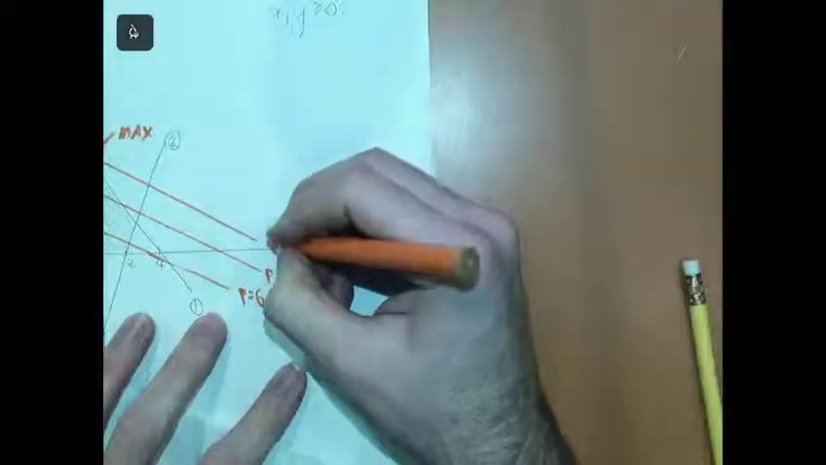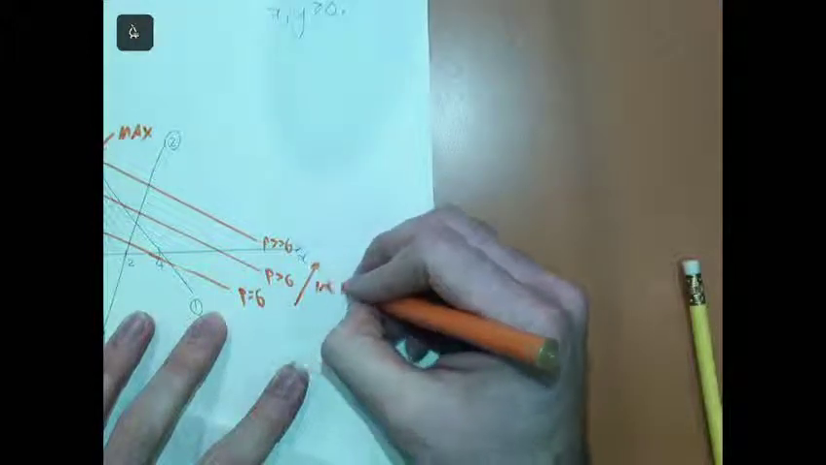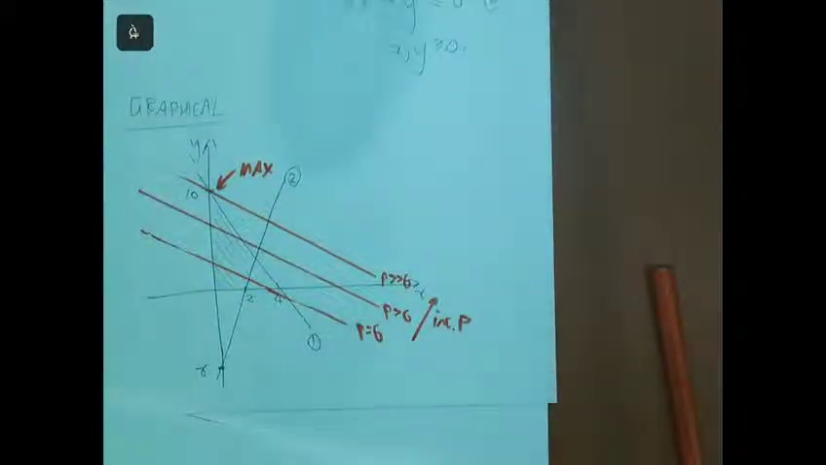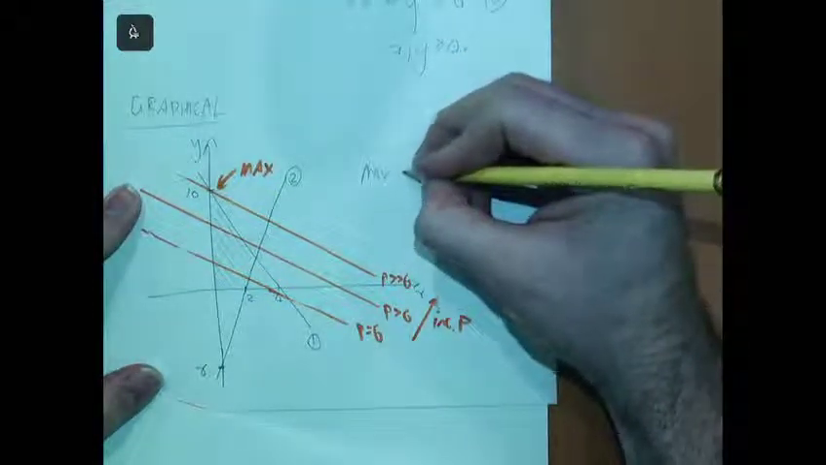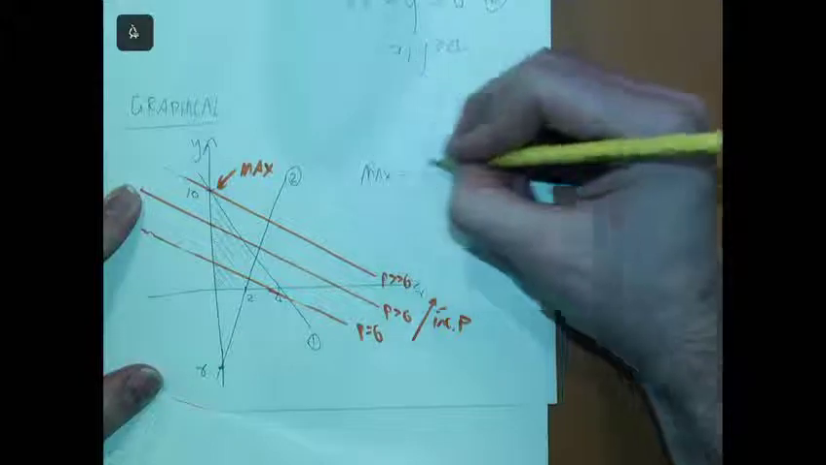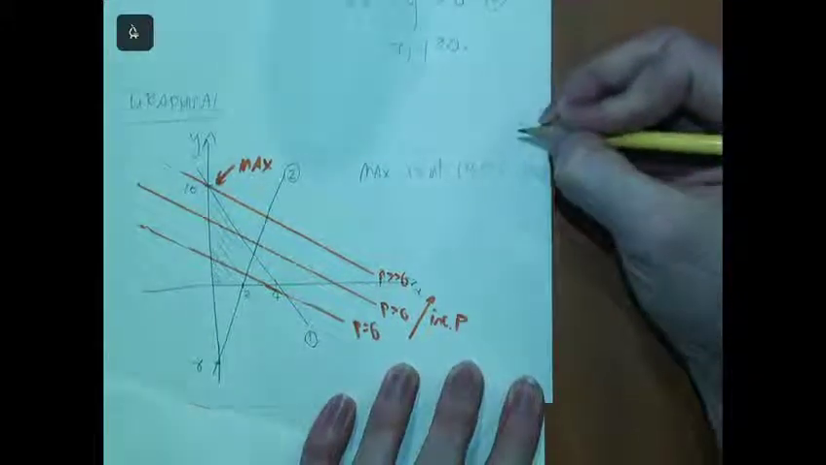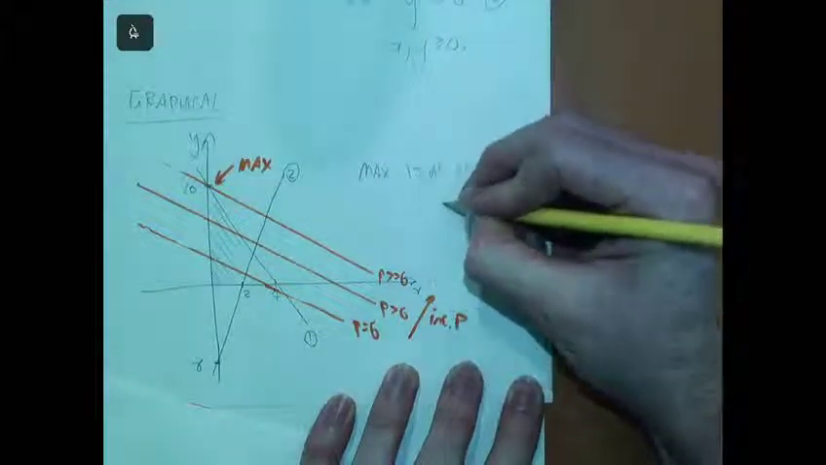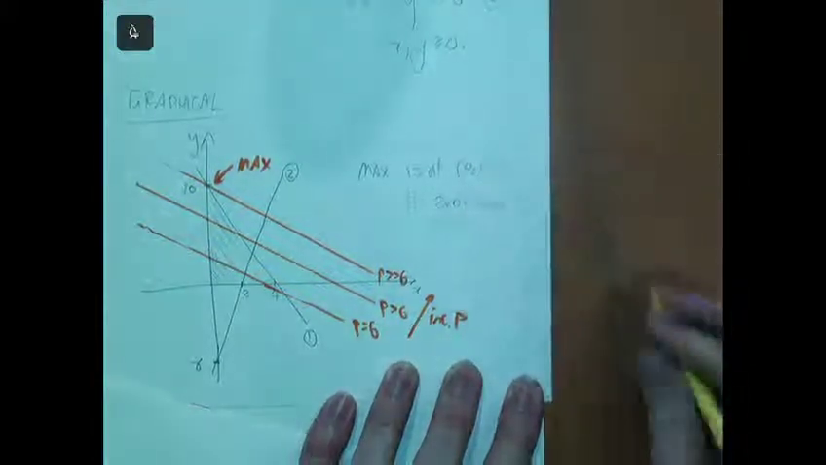And I would actually say that this is increasing p. So when I move the line that way, p increases, and so there you go. And so actually the maximum is at 0, 10, and so p at that point is 2 times 0 plus 3 times 10, which is 30.